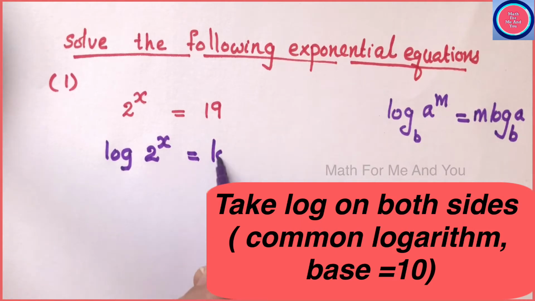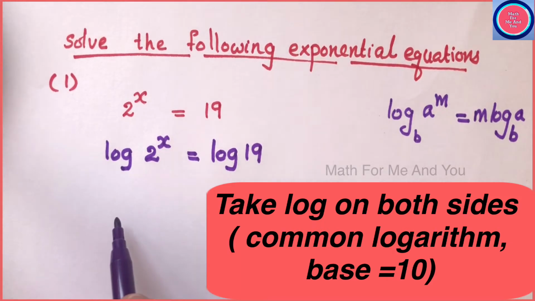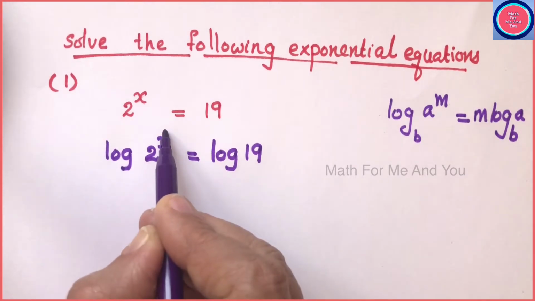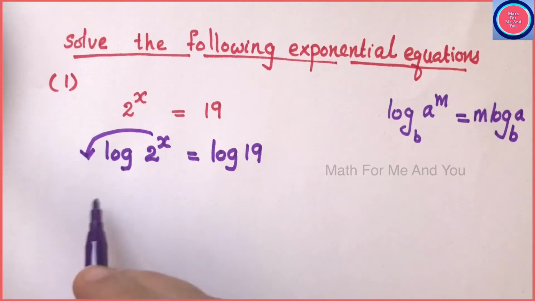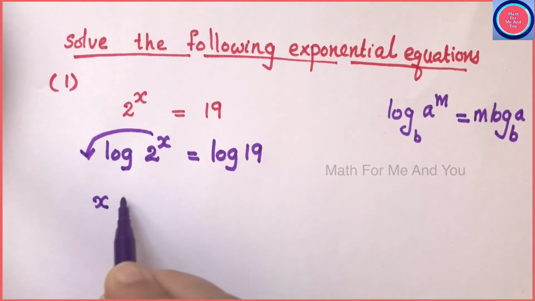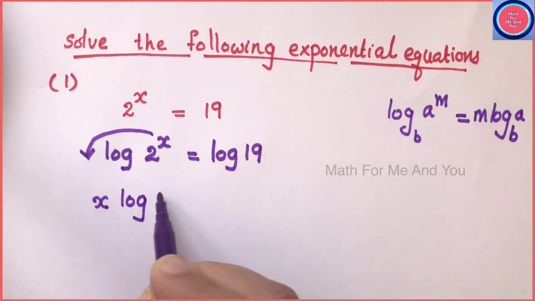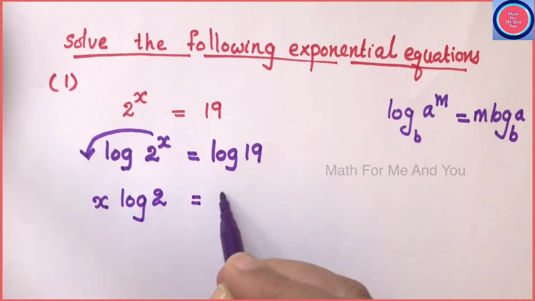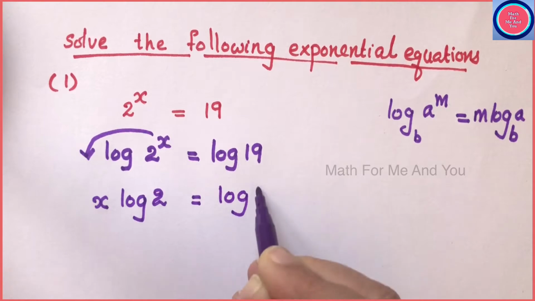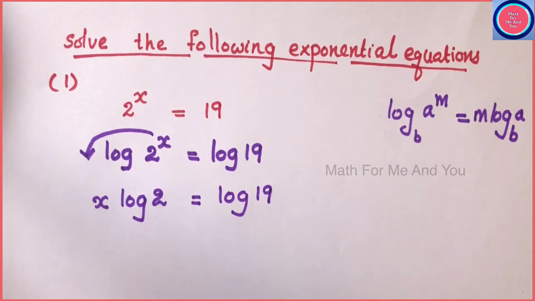And see here the left side we take logarithm, it becomes log 2 power x, and the right side is log 19. And I have taken the common logarithm here because I can use a calculator, that's why. When we take logarithm, x will be in front of the logarithm and it becomes x times log 2 we get. x becomes a coefficient of log 2. And the right side, no change. It is log 19.